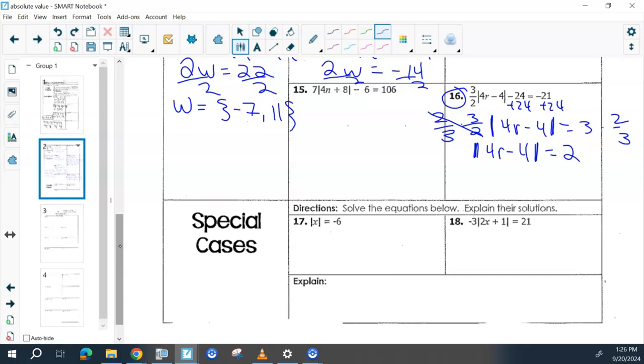Drop the absolute value bars first. And plus 4. Okay, so this will be 4r equals 6. We're going to end up with a fraction. But we're missing something. The -2. So when you do this, also make your second equation at the same time.